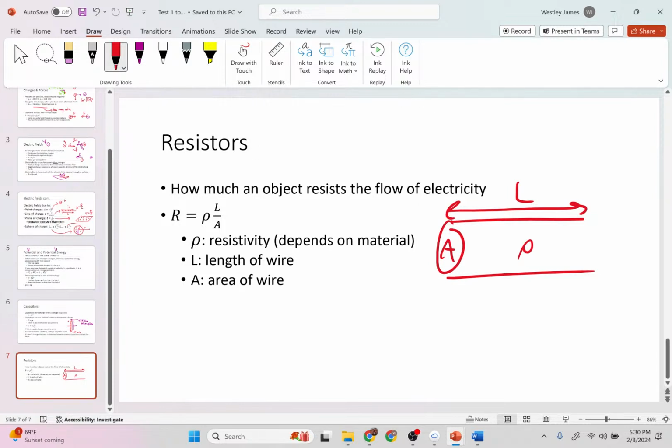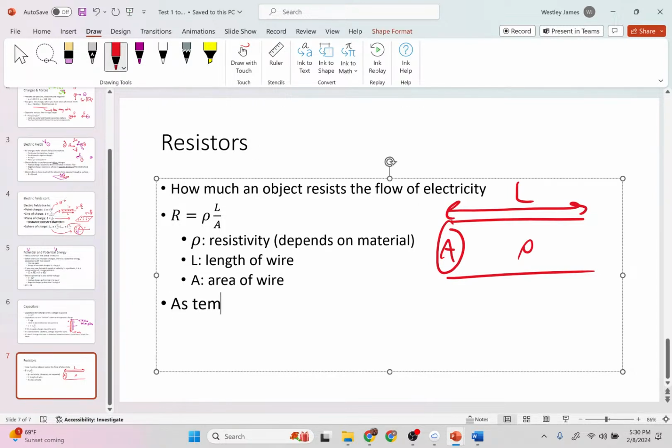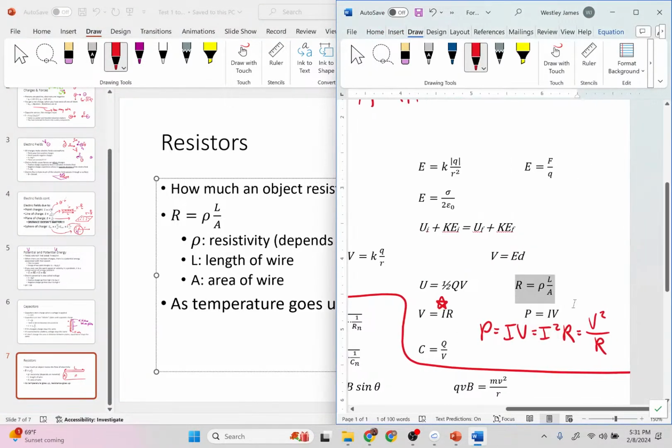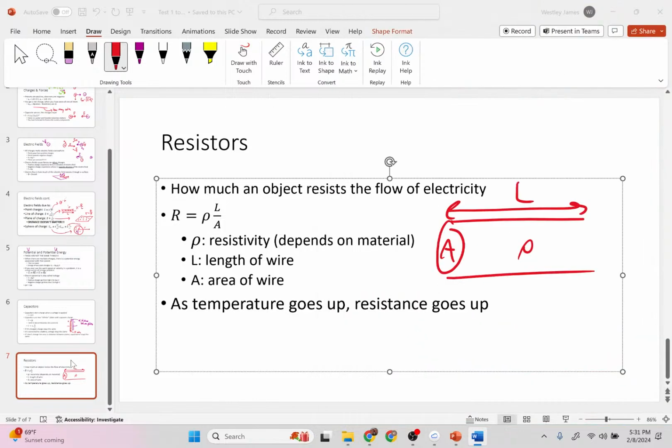All right, super simple. As temperature goes up, resistance goes up. Just a fun fact to keep in mind. And then that's it for resistors, really. We're going to talk about Ohm's law and P equals IV, but that's it for that. Fairly straightforward. They resist things.